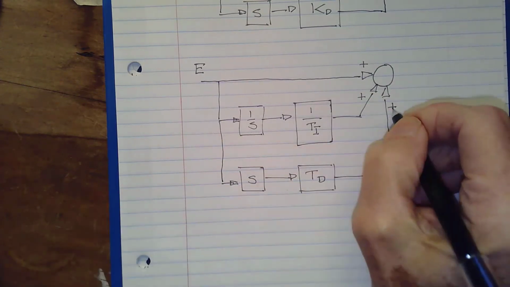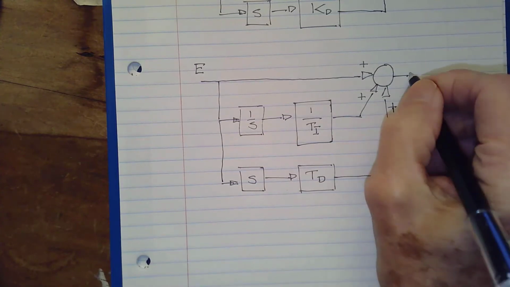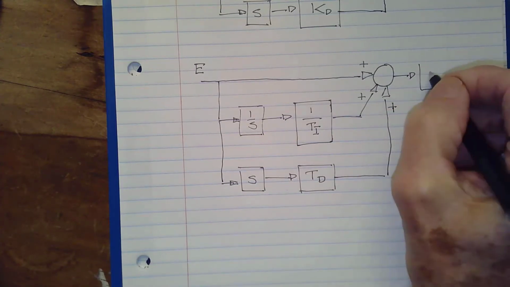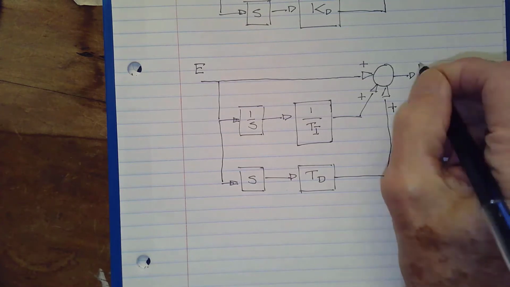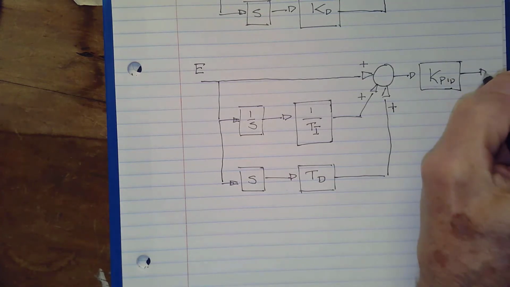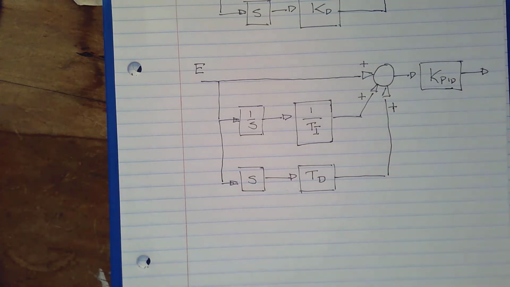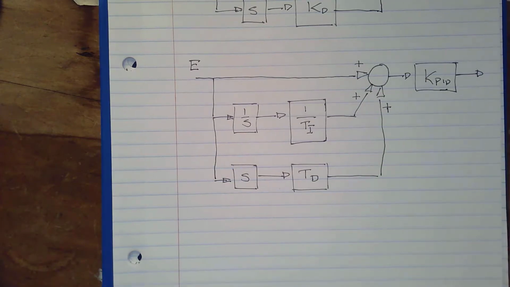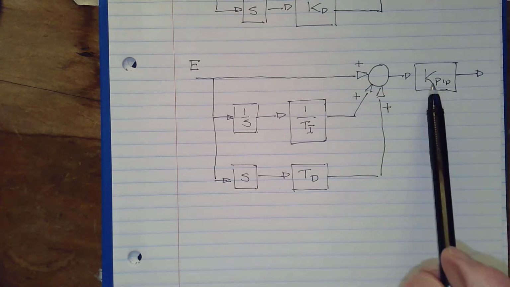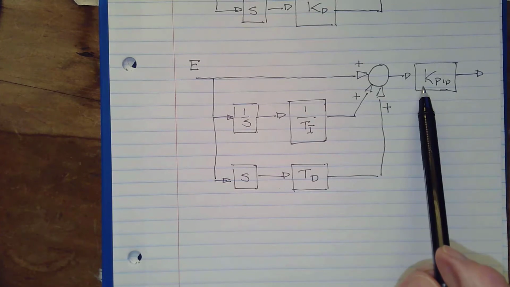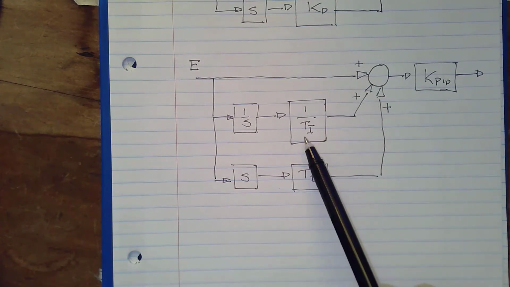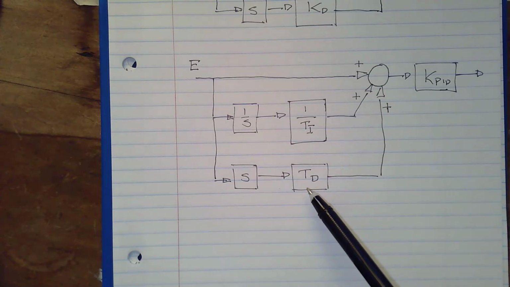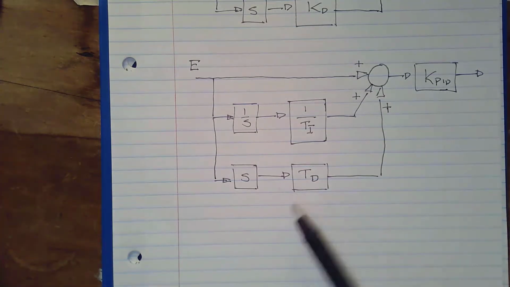But then what we do with the result is we feed it through another gain, KPID. So this is a gain that's going to all three pathways, I guess you'd say. And again, we have three different constants: KPID, the integral time, or the reset as it's called, and the derivative time in the third element.